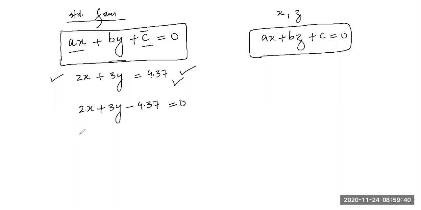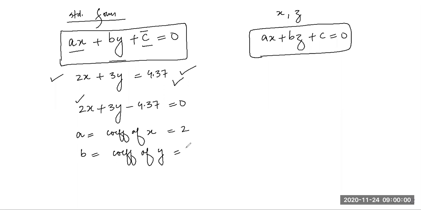Now, students, here what is the value for a? A is the coefficient of x, that is equal to 2. What is B, students? B is the coefficient of y, that is equal to 3, and the constant term C is equal to, what is the constant term in this linear equation? 2 or 3? No, that is a coefficient. The constant term is minus 4.37. Okay. So this is the standard form.